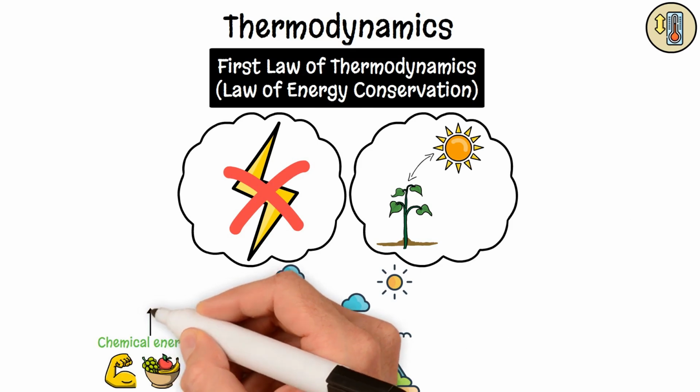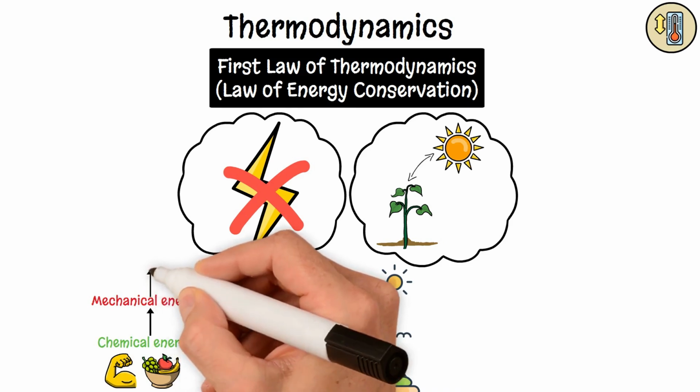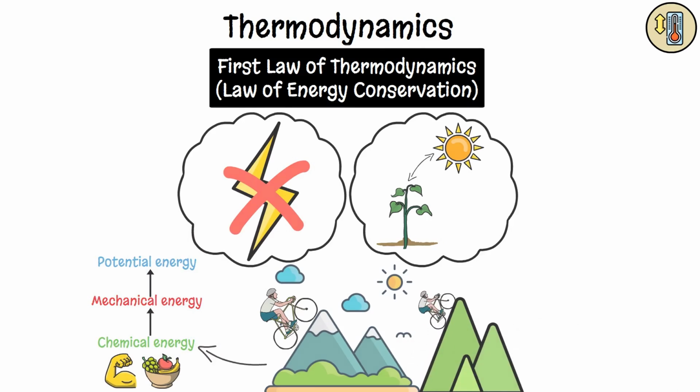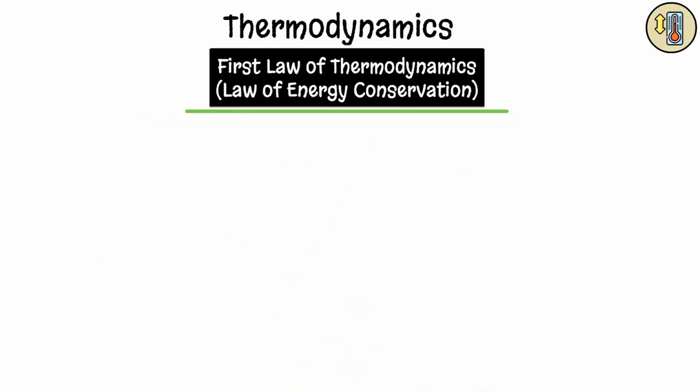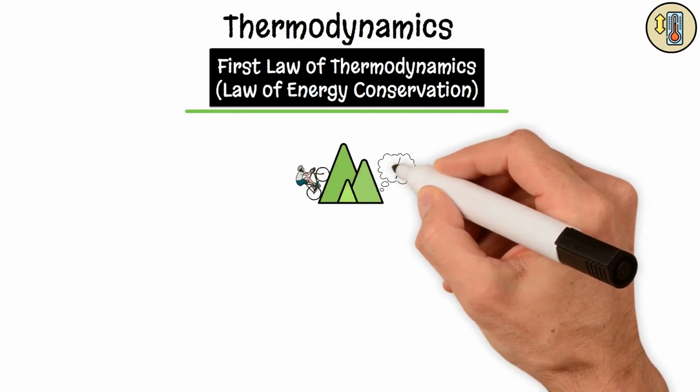This chemical energy is converted into mechanical energy as you push the pedals and move the bicycle forward. As you climb the hill, some of the mechanical energy is also converted into potential energy because you are gaining height. According to the first law of thermodynamics, the energy you used to pedal the bicycle did not disappear.